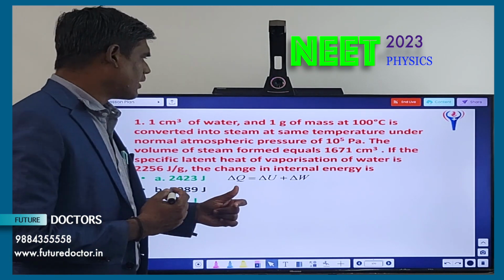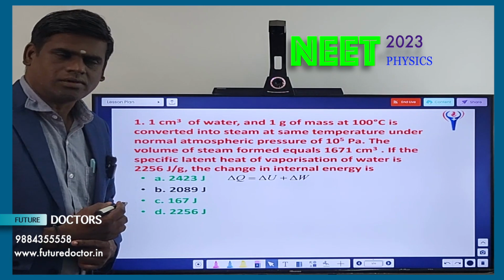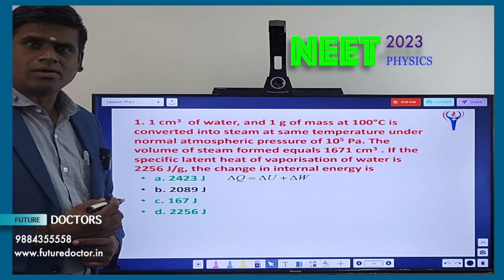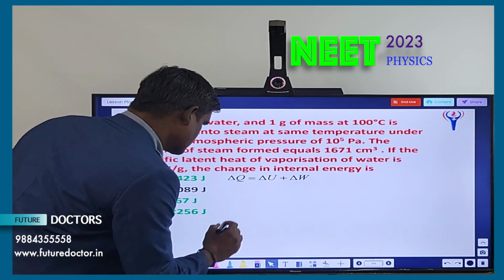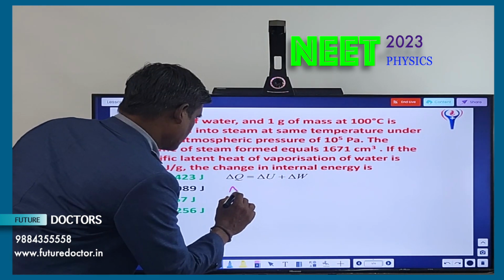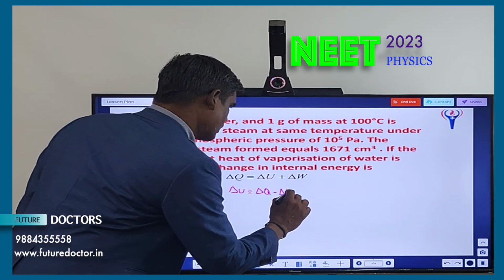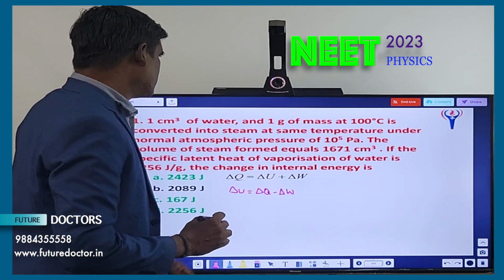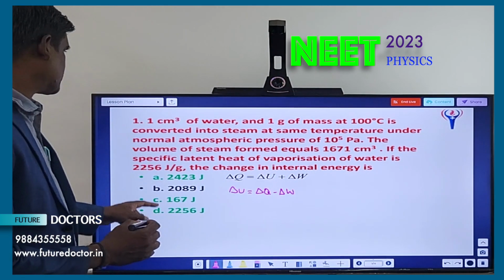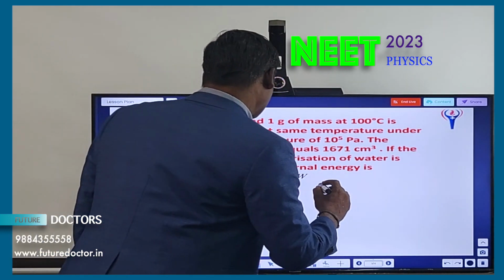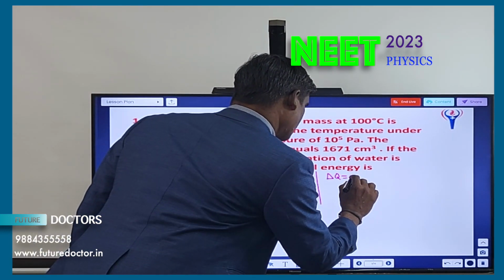The change in internal energy formula is ΔQ equal to ΔU plus ΔW. Here you want to find ΔU, that is the change in internal energy. ΔU equal to ΔQ minus ΔW. ΔQ you can find, that is M into L, because the latent heat of vaporization is given, 2256 joules. Then substitute this here. ΔQ equal to M into L.